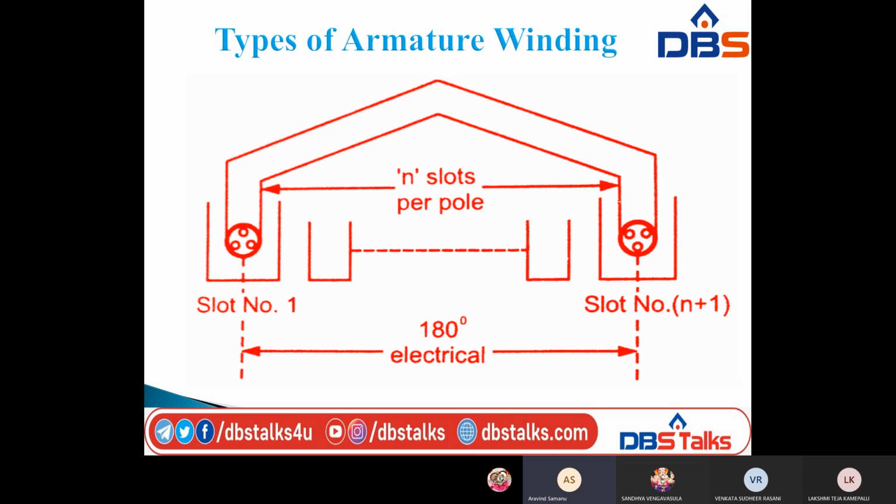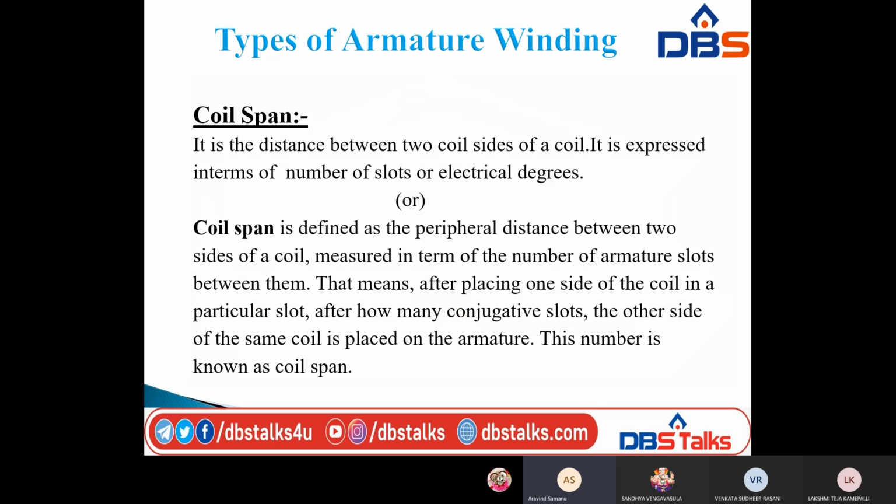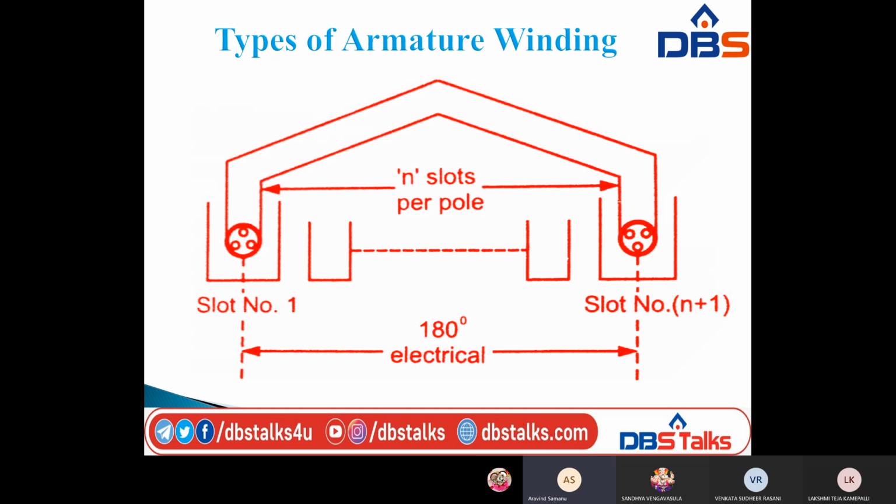Next one, coil span. What is meant by coil span? Here it is the distance between two coil sides of a coil. So this one is one coil side and this one is another coil side. The difference between these two coil sides is called coil span.